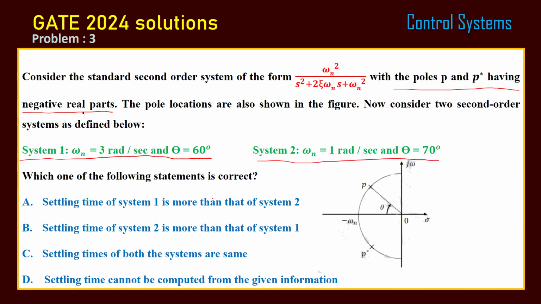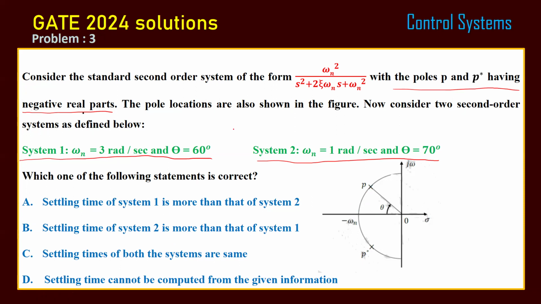We need to find which settling time is more. Here 4 options are given. Option A is settling time of system 1 is more than system 2. Option B is settling time of system 2 is more than system 1. Option C is settling time of both are the same. And option D is settling time cannot be computed. Okay. Now, we need to find the settling time for system 1 and system 2.